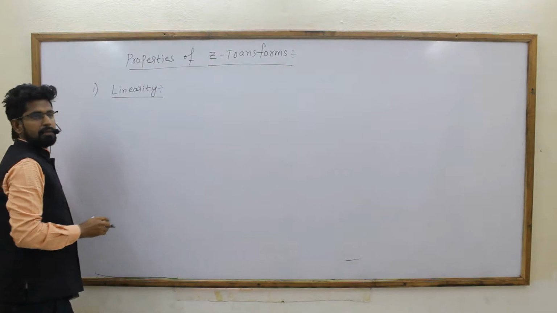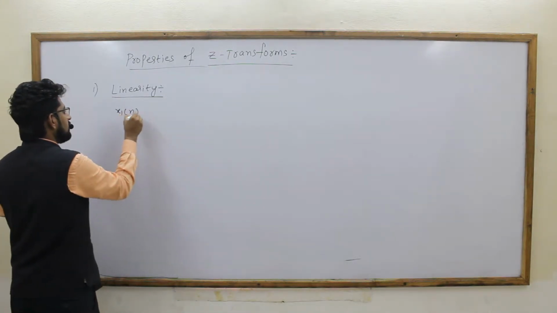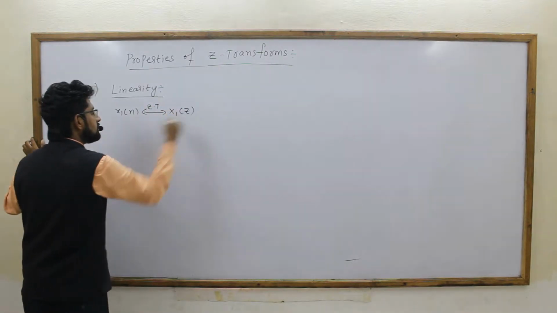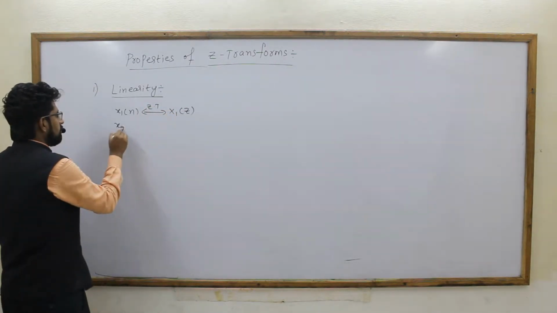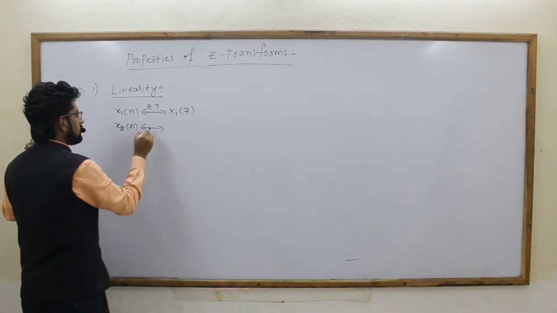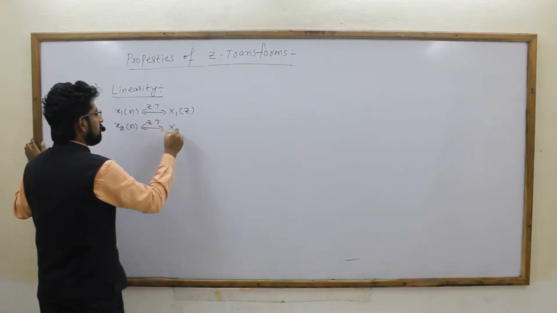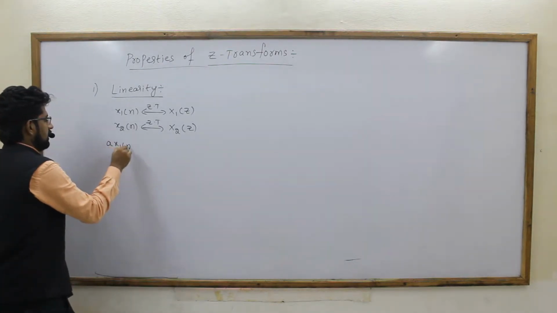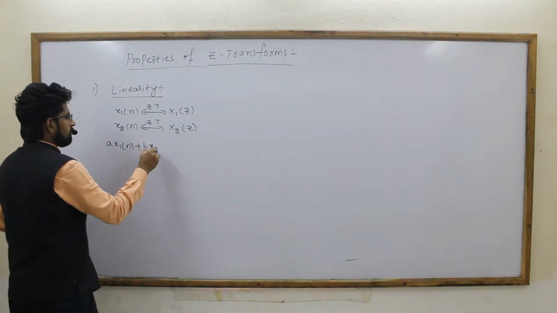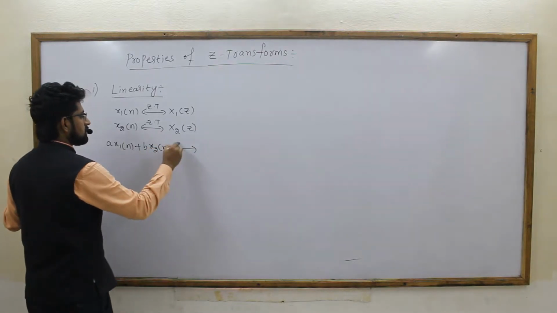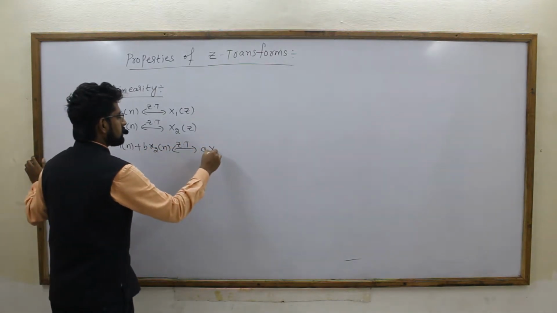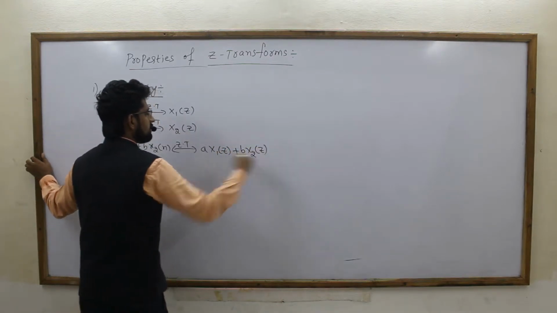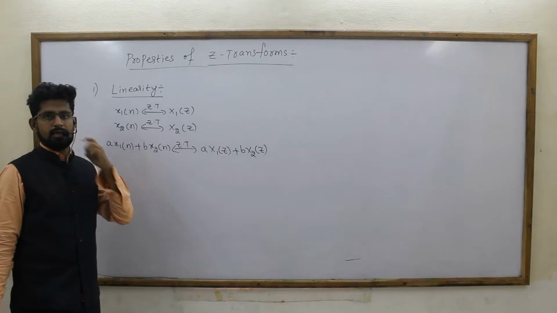The linearity property says x1 of n, whose Z transform is X1 of z, and x2 of n, whose Z transform is X2 of z, then a into x1 of n plus b into x2 of n has the Z transform a into X1 of z plus b into X2 of z. This is the linearity property.